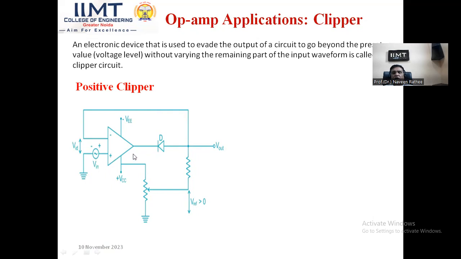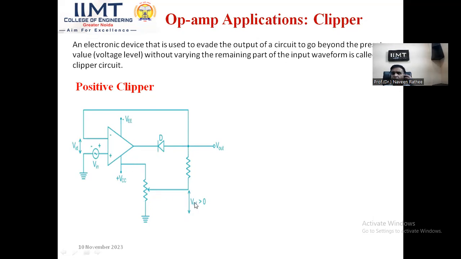So the positive half cycle will come as it is at the output, and when the positive half cycle is coming over here, the diode gets open circuit because it is reverse biased. Because positive is connected with the cathode, the diode gets reverse biased. When it is reverse biased, it acts as an open circuit. So what will you be getting at the output? At the output, you will be getting the voltage which is being set by this V reference voltage.